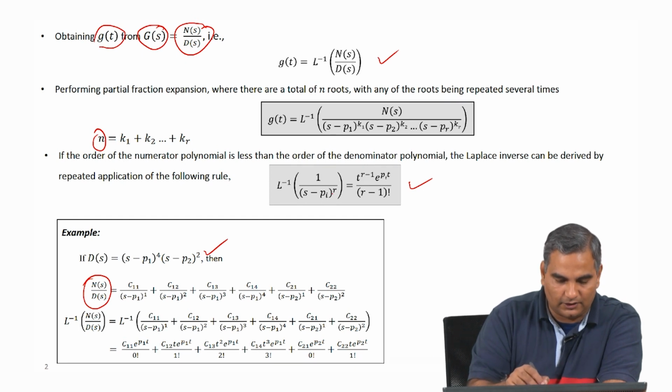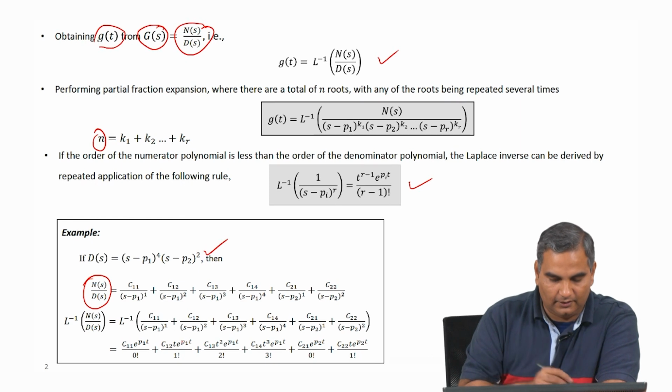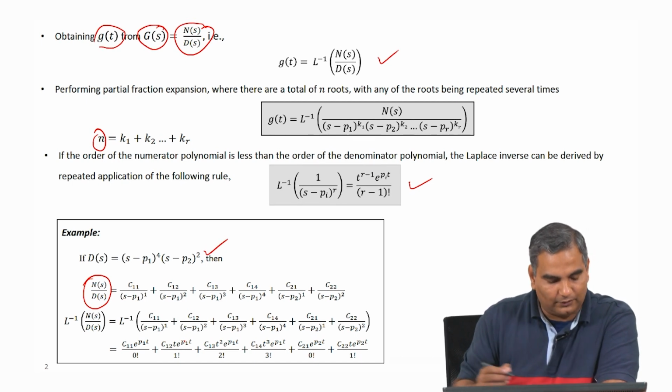So, this is inversion of this with r equal to 1. If r is 1, this is going to be t to the power 1 minus 1, t to the power 0 is 1. So, it will simply be e power p1 t times C11 by 0 factorial. The second term will be, using this, C12 t e power p1 t by 1 factorial, and the third term is C13 t squared e power p1 t by 2 factorial and so on.